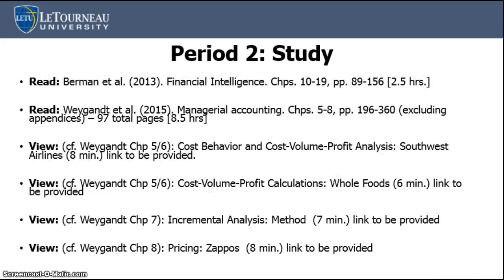The required study for this period starts with a moderately paced reading of 10 chapters in Financial Intelligence. We will read chapters 10 through 19. This reading will be required for the first period forum discussion. The heavy-duty study will be in the reading of chapters 5 through 8 of Managerial Accounting. Prior to reading each chapter, please watch the videos to get a real-life perspective of the subject matter.